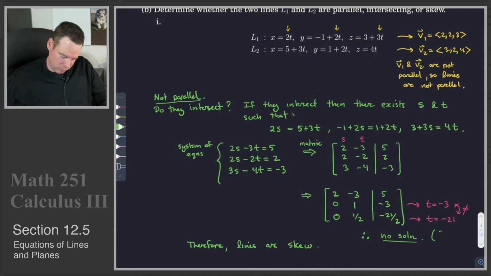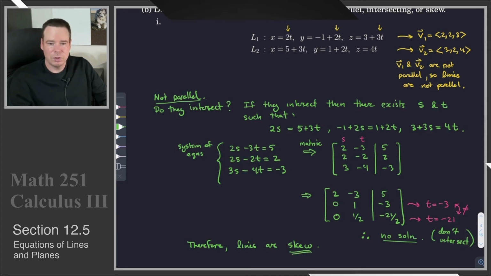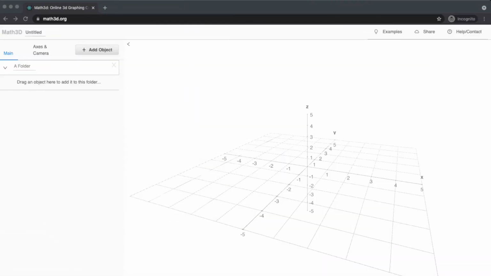So we'll just write down here that what we did is we found that they don't intersect. That's what we did by solving that, or showing that the system of equations has no solutions. They don't intersect, and therefore the lines are skew. Let's get a visual for what it means for the lines to be skew.